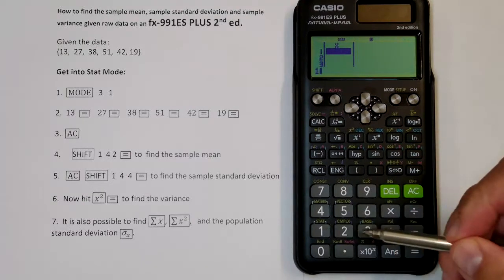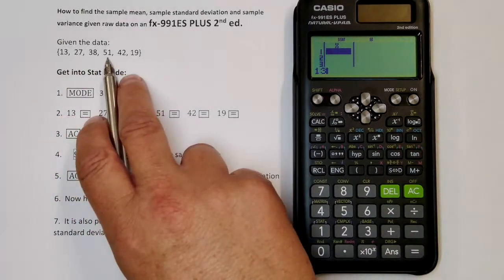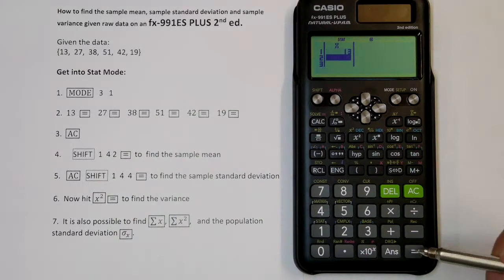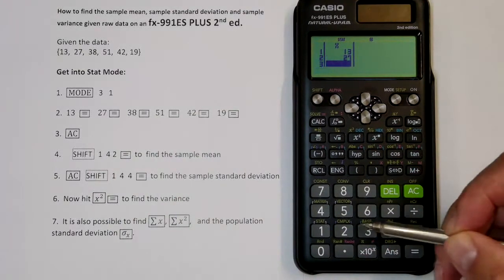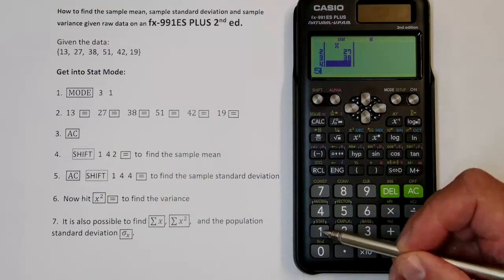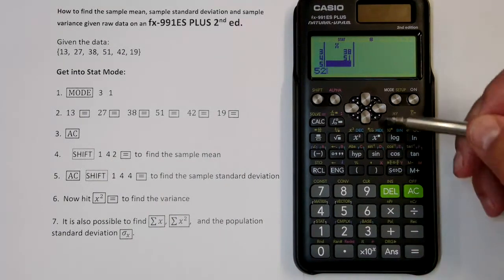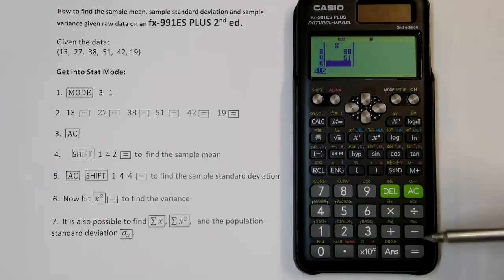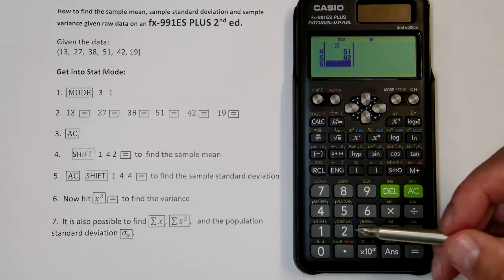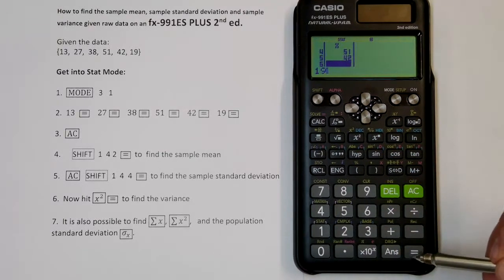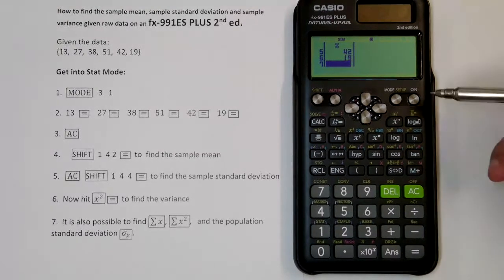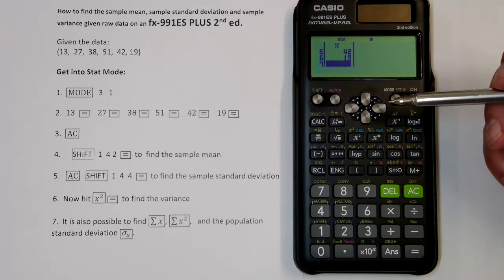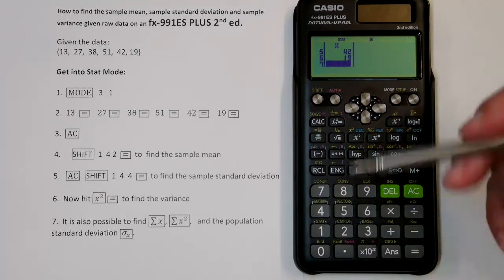Either way, you would hit 13, because what if you had numbers 13, 27, 38, 51, 42, and 19? You could just hit 13 and equals, 27 and equals, 38 and equals, 51 and equals, 42 and equals, and 19 and equals. So if you do that, on number 7, you're going to leave it blank. And that's how you get everything in a calculator.